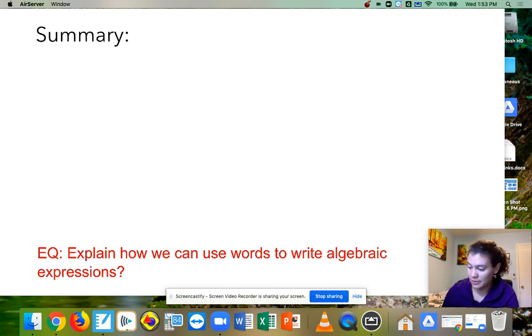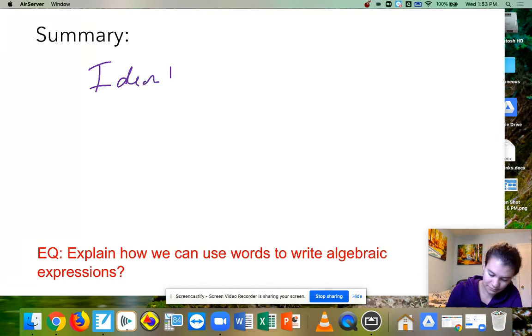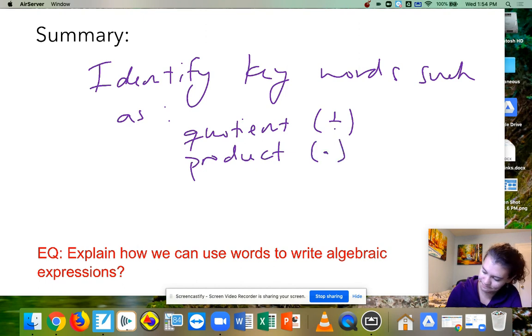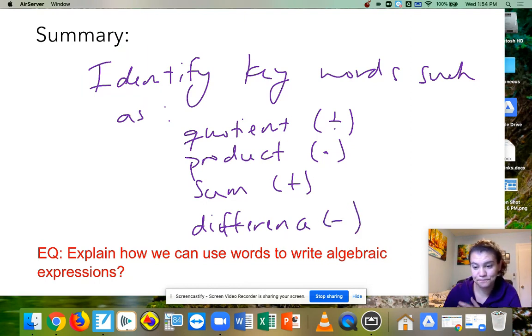A quick summary I would have would be, we learned about how to identify keywords such as quotient, which is division, product, which is multiplying, sum, which would be adding, and difference would be subtraction.